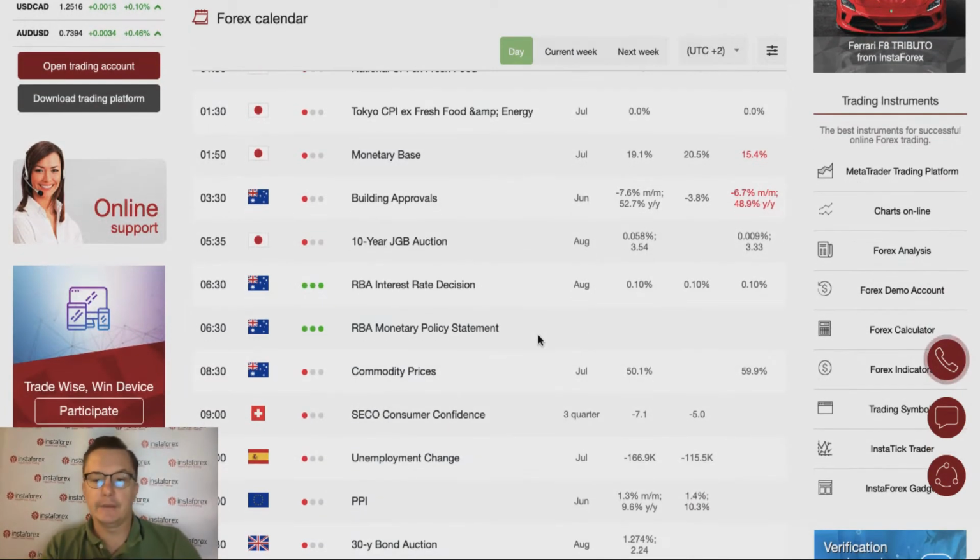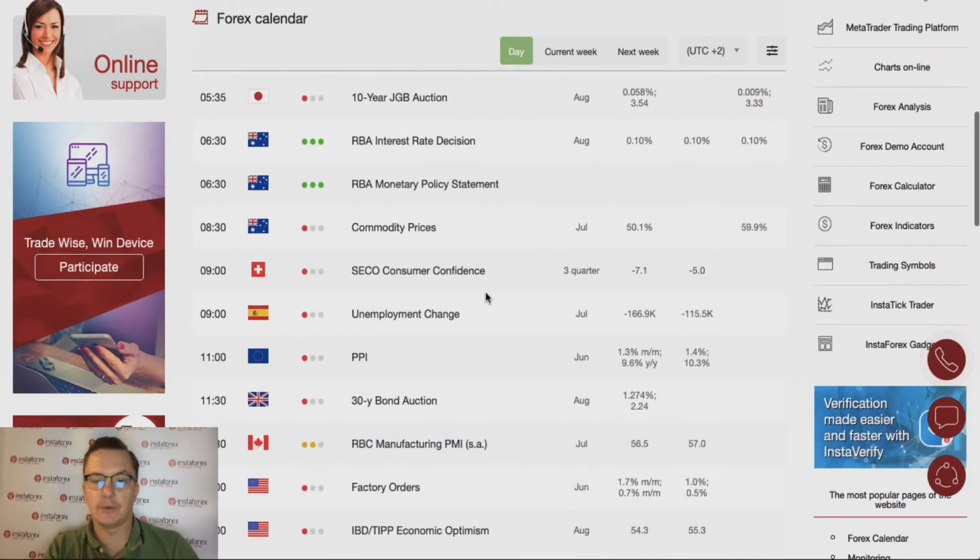The key event had been already done because it was a Reserve Bank of Australia interest rate decision and monetary policy statement. As you can see, the interest rate was kept intact at the level of 0.1%. So we will take a look at the Australian dollar for sure.